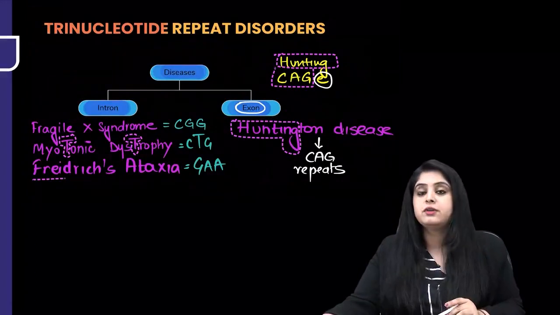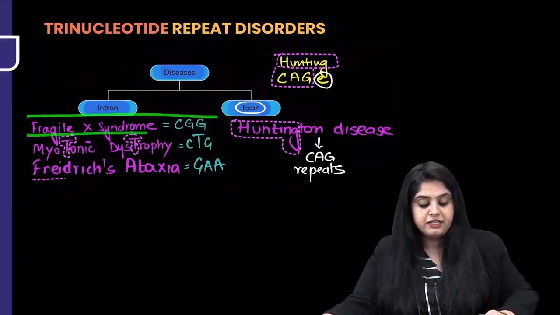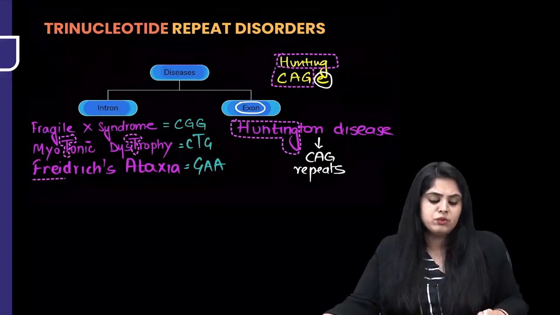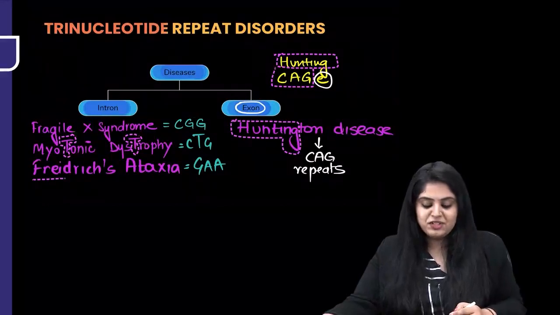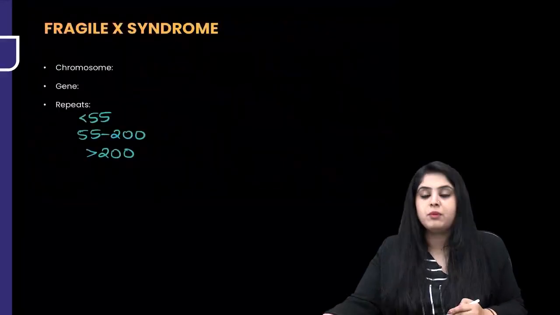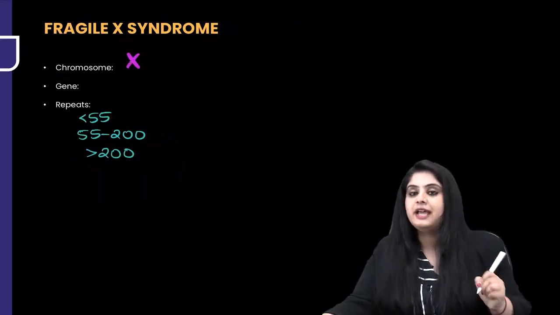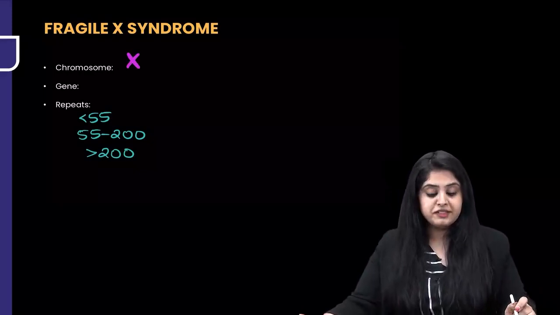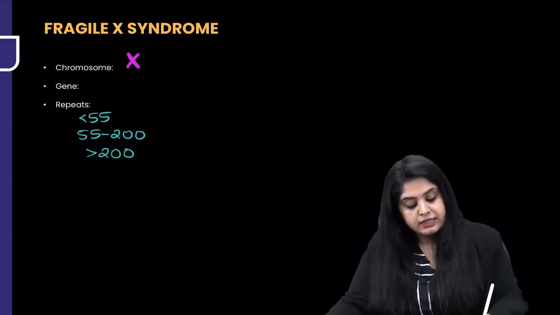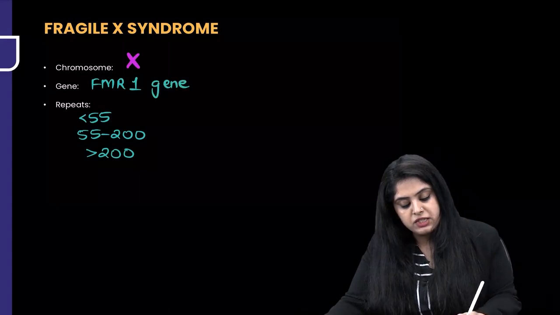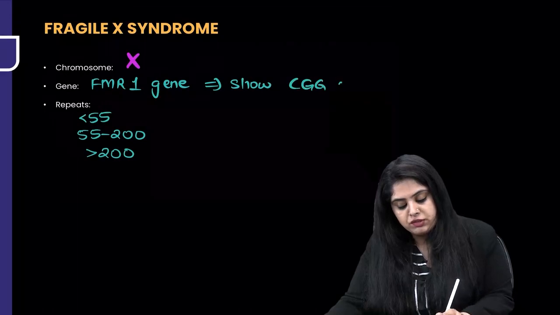Out of these, the ones that you have to know in detail is definitely Fragile X syndrome. Which chromosome do you think is going to be Fragile X syndrome? Let's put a little bit of common sense into it. Fragile X syndrome is of course going to be chromosome number X. Common sense. What gene am I talking about? This is the FMR1 gene. And in the FMR1 gene, it is going to show you which repeats. I've just told you it shows you CGG repeat.